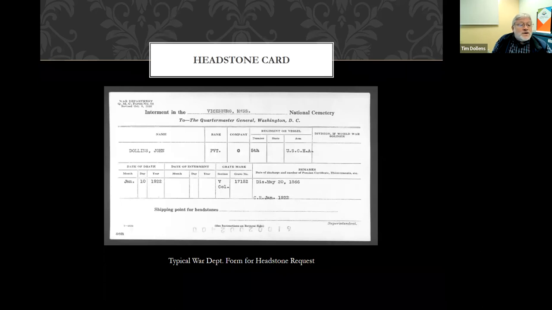A headstone card. So if a person is buried and they have a headstone, this gives their company they're from. It shows where the cemetery stone's at within the Vicksburg, Mississippi National Cemetery. So all these things are important for you to know because they're telling you where a person served, what unit, what association, and then those are going to all lead to other records that are beneficial to your family research. And this is a typical form for a headstone request.